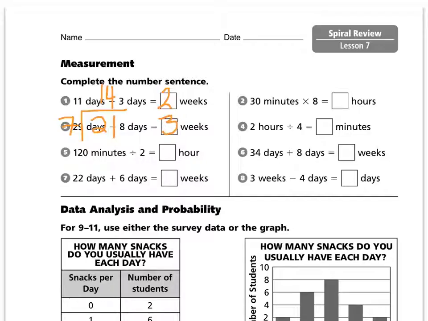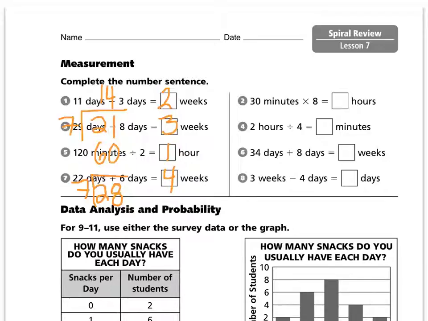120 minutes divided by 2 equals 60 minutes, which would be 1 hour. 22 days plus 6 days is going to equal 28 days, but I divide that by 7 in order to get weeks because there's 7 days in a week, and I know that would be 4.